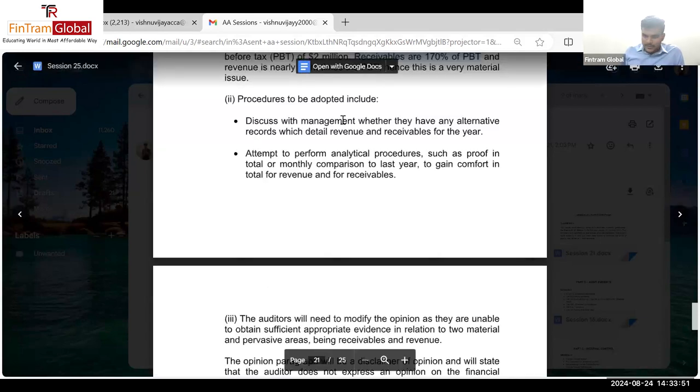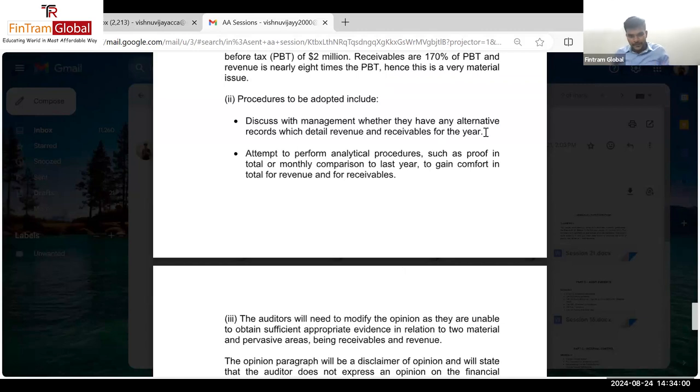So the two procedures suggested here are to discuss with the management whether they have any alternative records which detail revenue and receivable balances, and then perform analytical procedures. Simple as that.